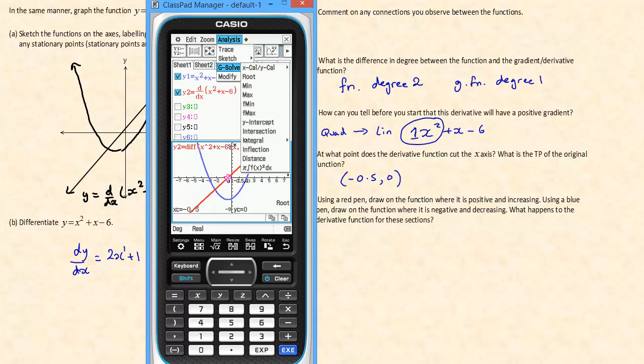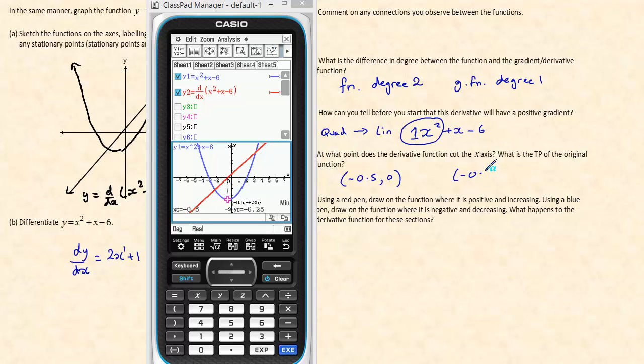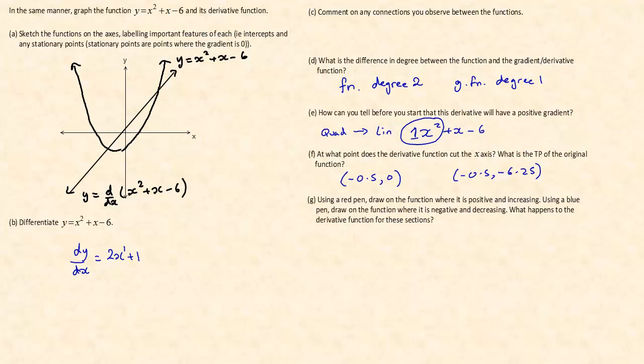Now if we do a gsolve for the turning point, which in the case of this blue one is a minimum turning point, then we can see that that's at negative 0.5, negative 6.25, and the point we're supposed to notice here is that the x-coordinate of the 0 on the gradient function is the same as the x-coordinate of a turning point on the original function.